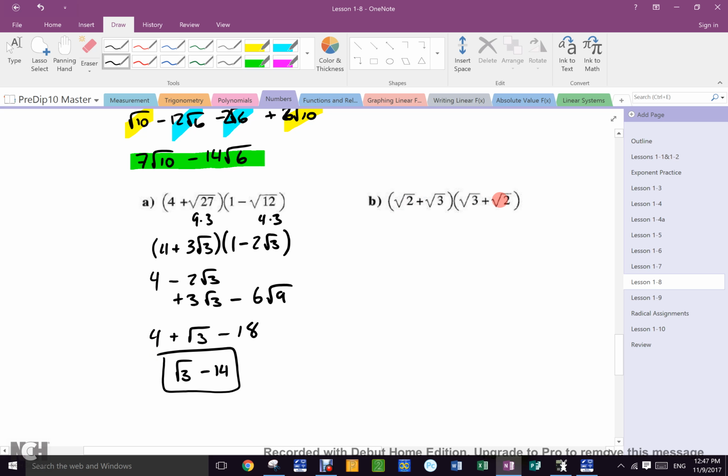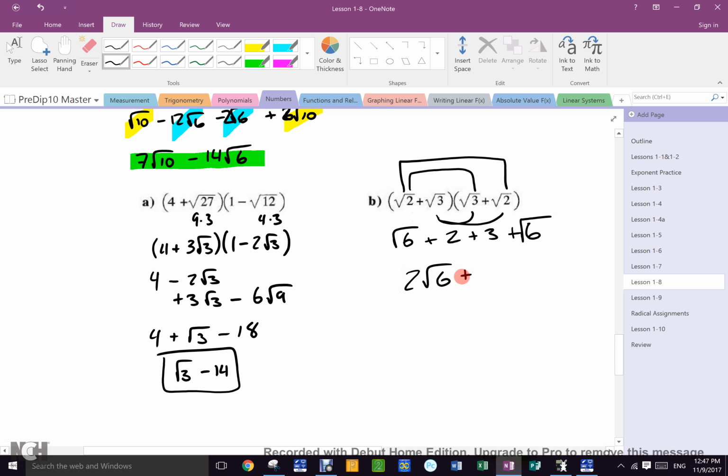So what's happening here? What's that? 2 root 6. That's root 6. What's that? 2. What's that? 3. How many root 6s do you have? 2 root 6 plus 5.